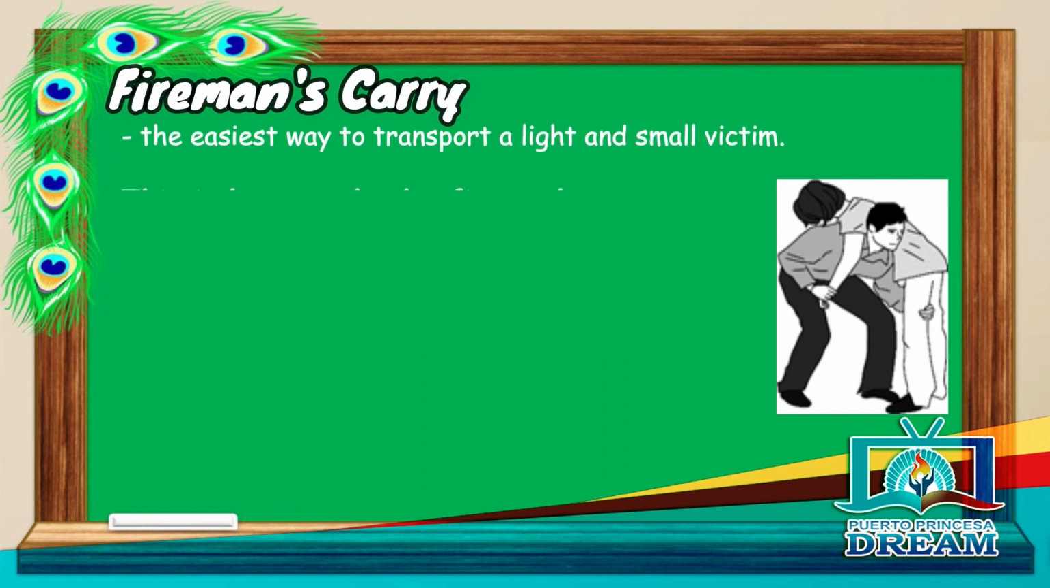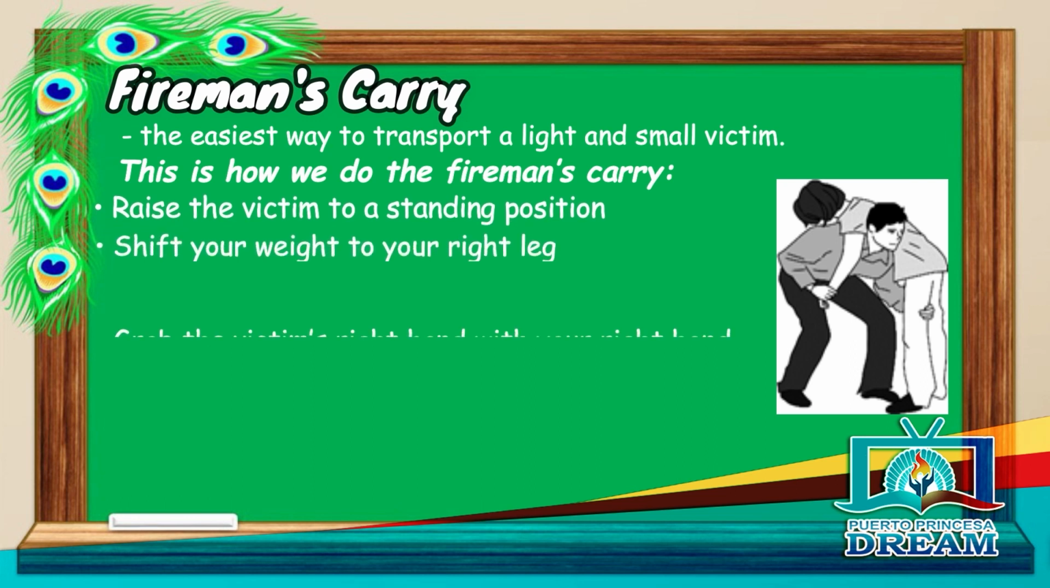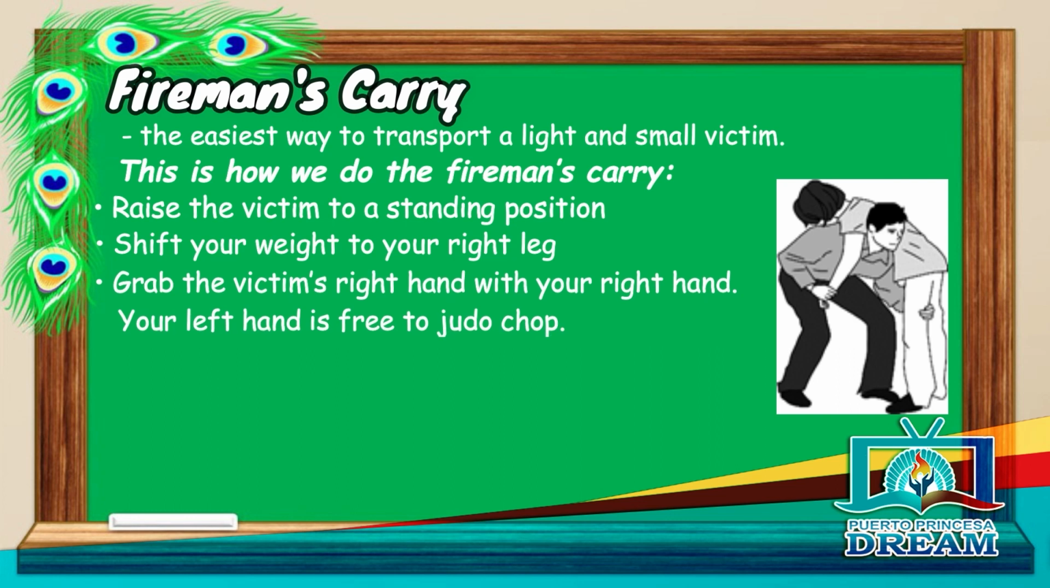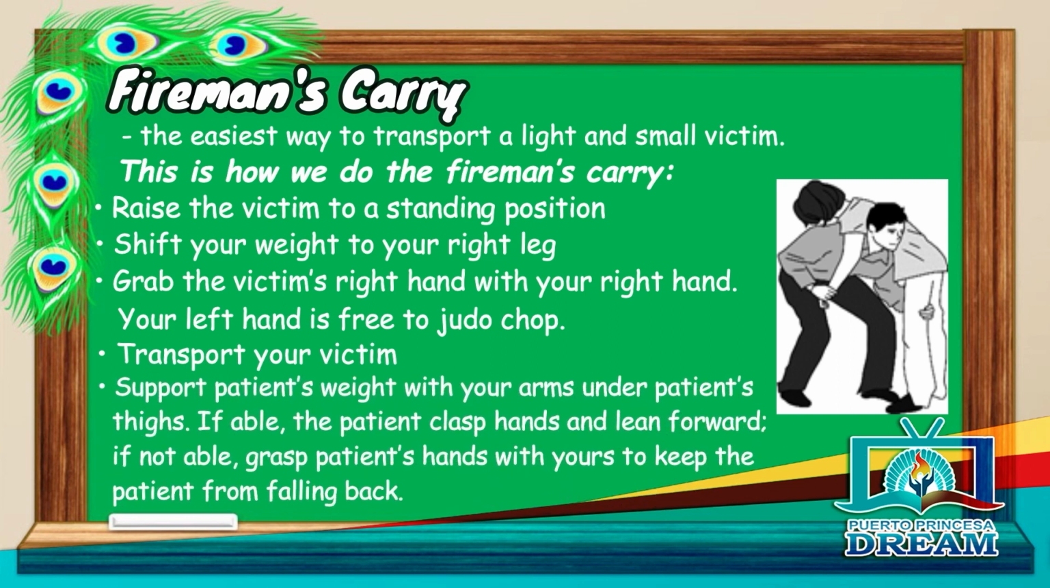This is how we can do the fireman's carry. Raise the victim to a standing position. Shift your weight to your right leg. Grab the victim's right hand with your right hand. Your left hand is free to judo chop. Transport your victim. Support the patient's weight with your arms under the patient's thighs. If able, the patient clasps the hands and leans forward. If not able, grasp the patient's hands with yours to keep the patient from falling back.